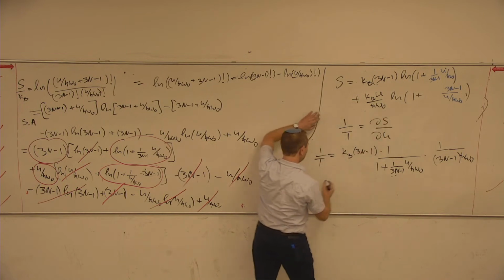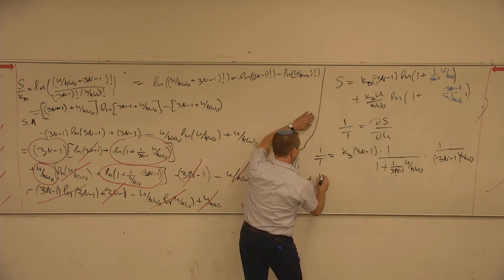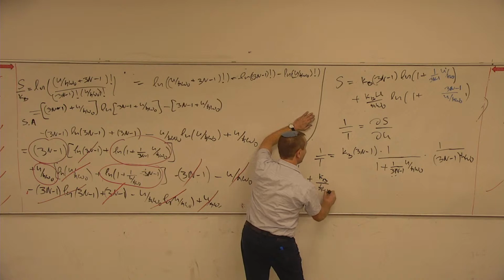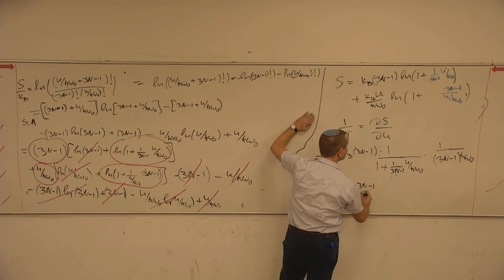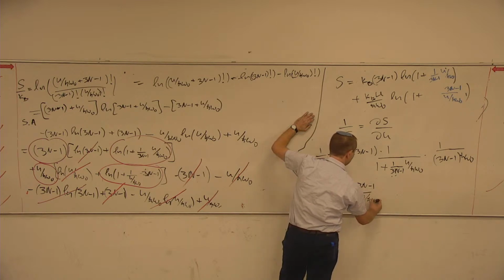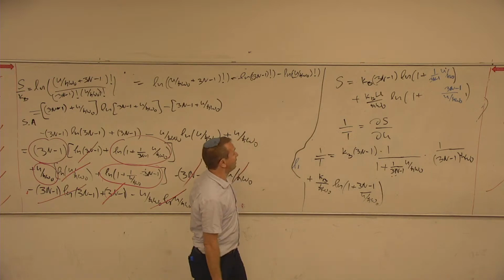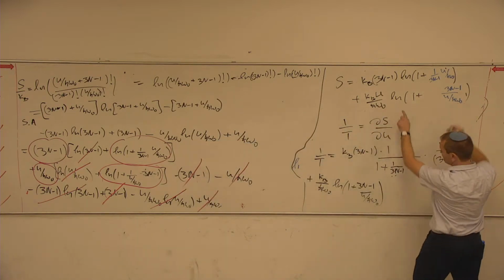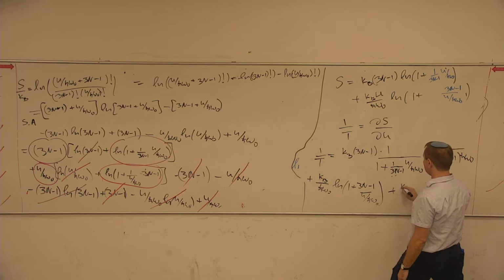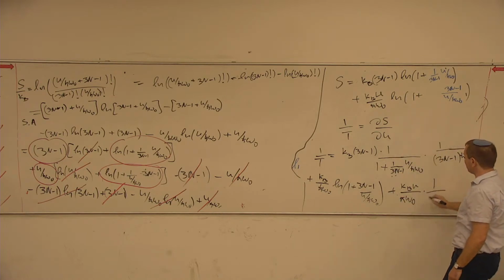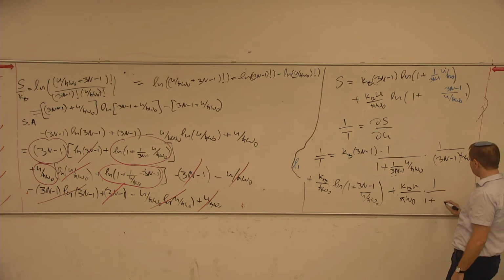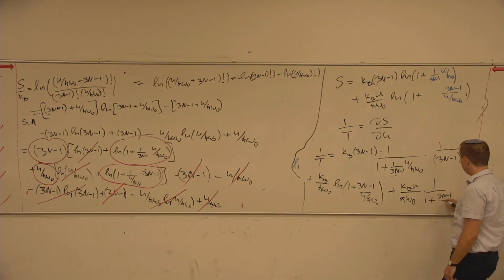The first is simple. So this is plus k Boltzmann h bar omega 0 log of 1 plus 3n minus 1 divided by u divided by h bar omega 0. Okay? And then the derivative of the log. So plus k Boltzmann u h bar omega 0 multiplied by 1 over 1 plus 3n minus 1 divided by u divided by h bar omega 0.